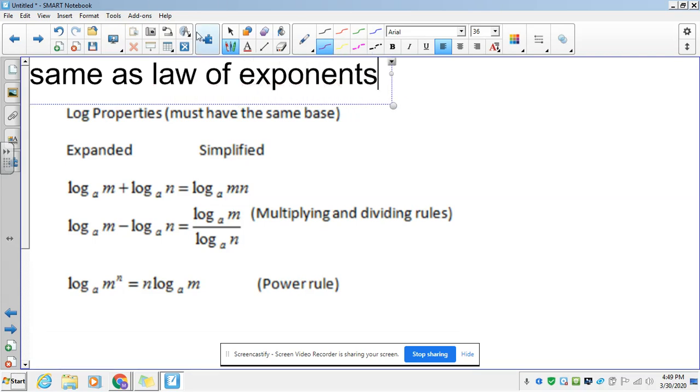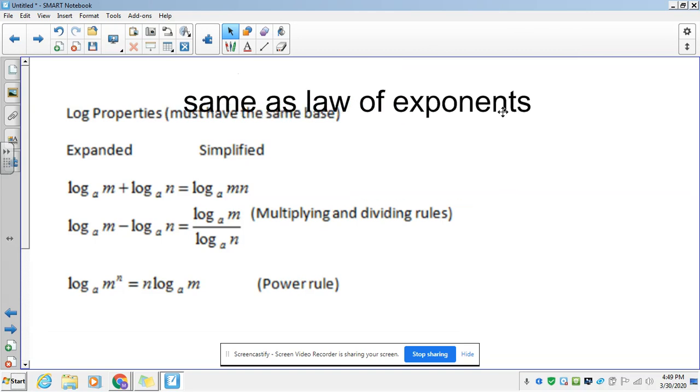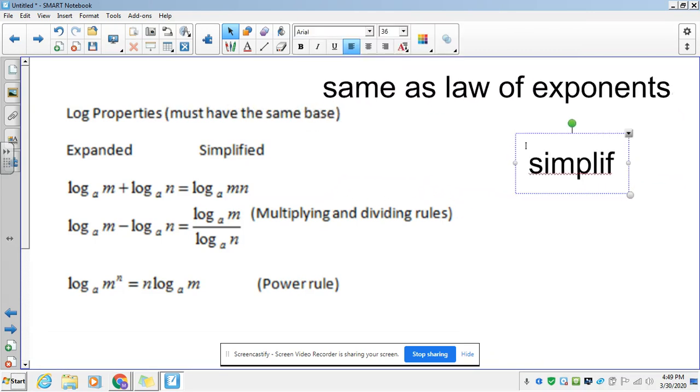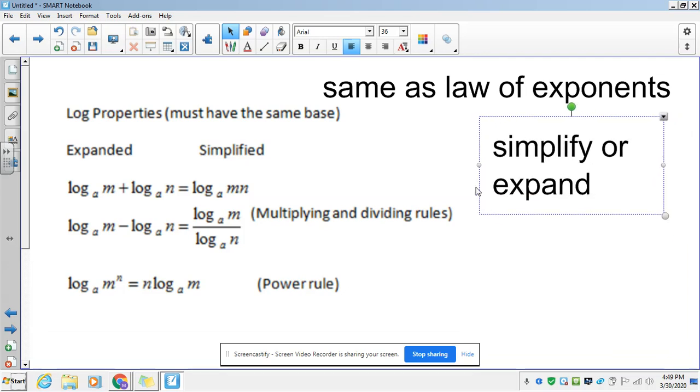It just looks a little different. So when we use the law of exponents, again, it's going to be to simplify or expand. And I will show you examples of that in the later slides. But that is what we are going to do. So sometimes you'll be given the simplified side and you'll ask for the expanded side, or I'm going to give you the expanded side and ask for the simplified side. But you're using the same properties.